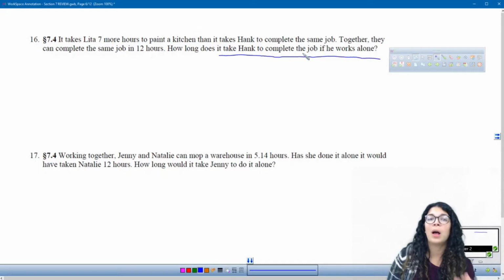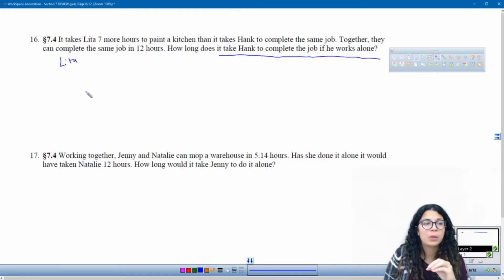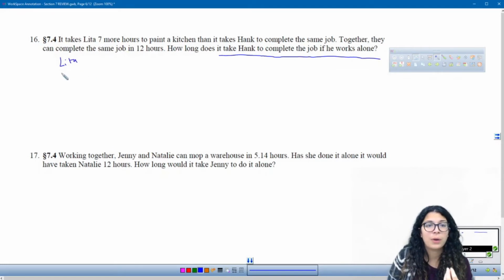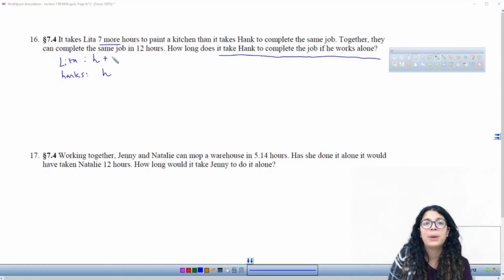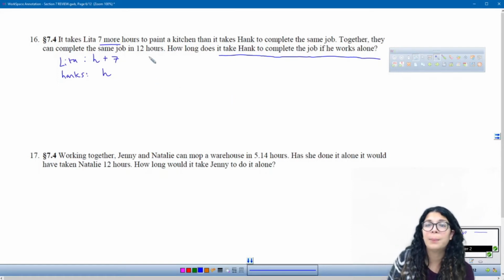So we don't know how long it takes Hank. Lita's time is 7 hours more than Hank's. So if we say that Hank's time, which is what we don't know, let's just call that H, then Lita's time, because it takes her 7 more hours, is Hank's time plus 7 more hours. Now together they complete that job in 12 hours, right?